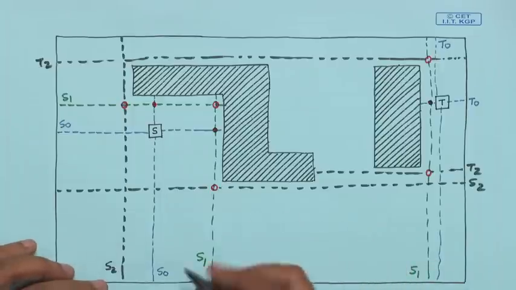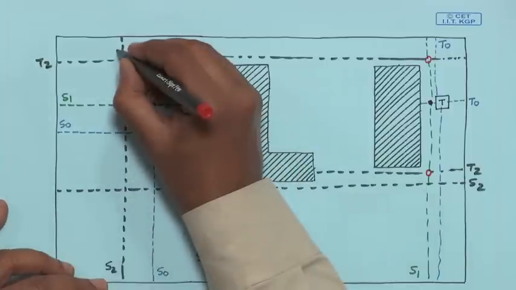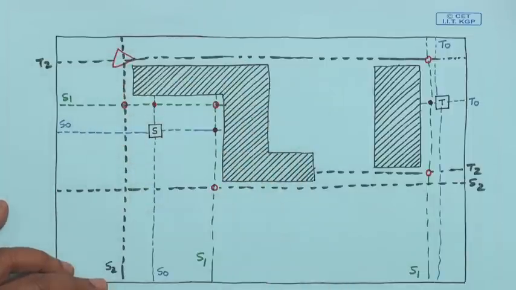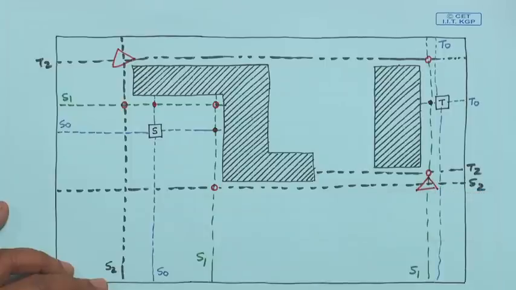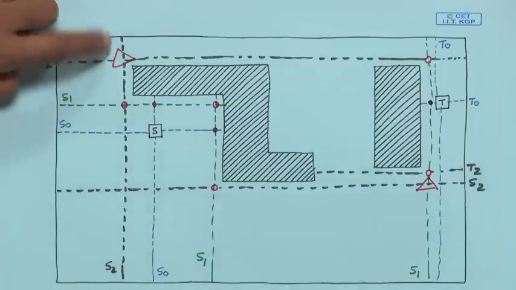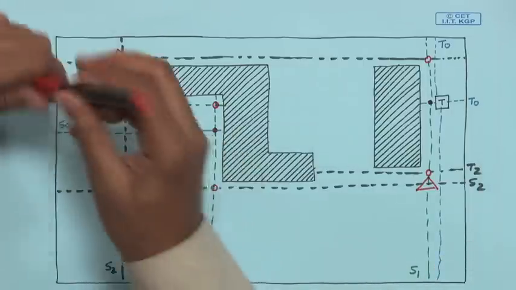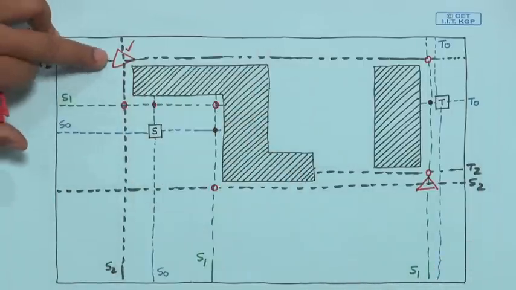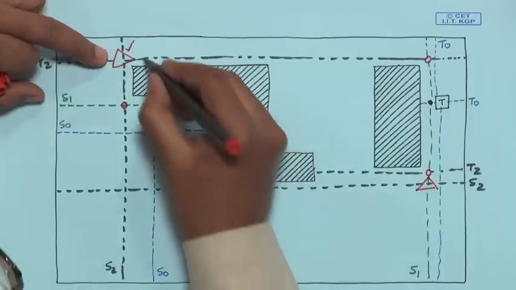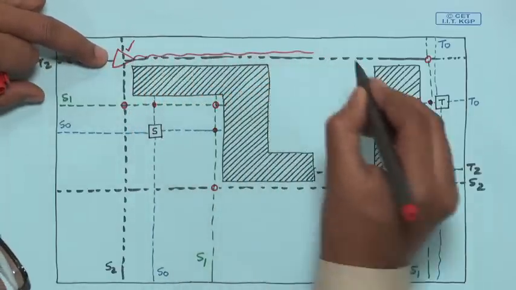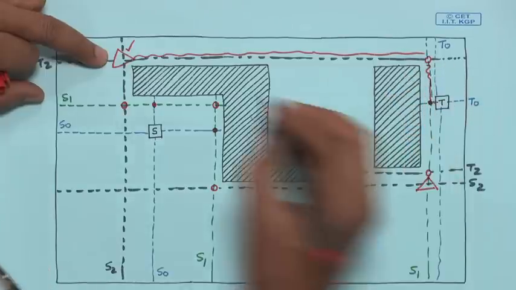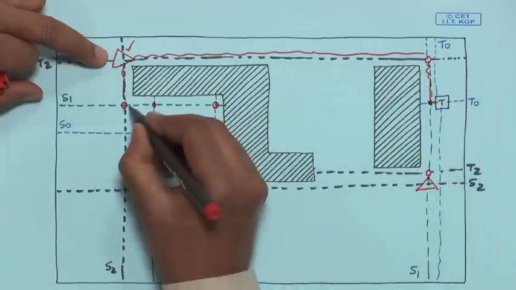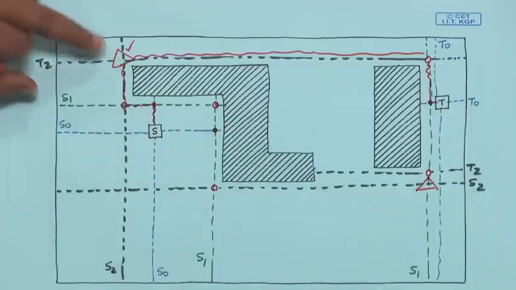Now, there are in fact many such intersections. One such intersection is here, one such intersection is here. So, you can take any one of them. For example, if you take this intersection, then your path will be like this. Then your path will be via this, via this, via this, then this, via this, via this, via this.